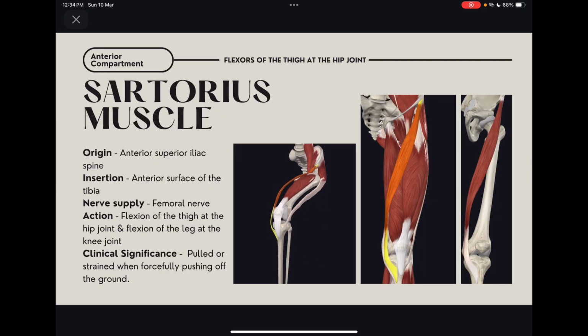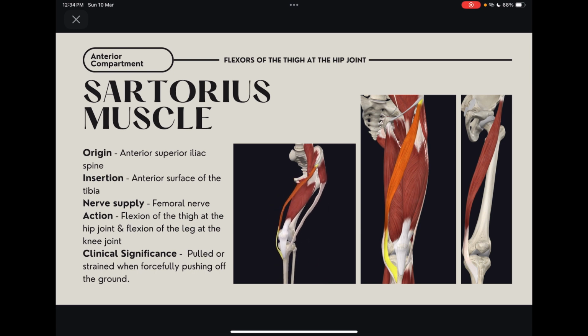So let's start by looking at the sartorius muscle. The sartorius muscle is the muscle that is located forming the lateral border of the femoral triangle. It's coming from the anterior superior iliac spine of the hip bone and inserting onto the anterior aspect of the tibia, medial to the tibial tuberosity. This muscle is going to be part of the pes anserinus, which is basically formed by the sartorius muscle of the anterior compartment.